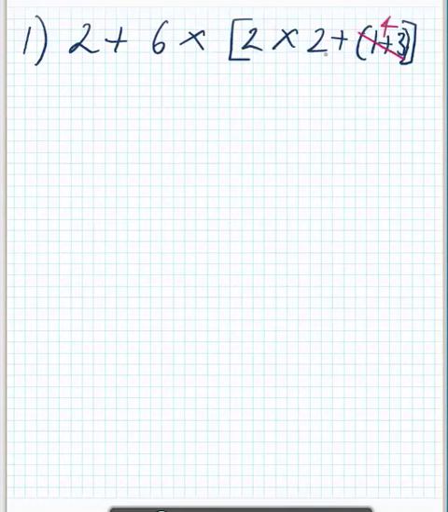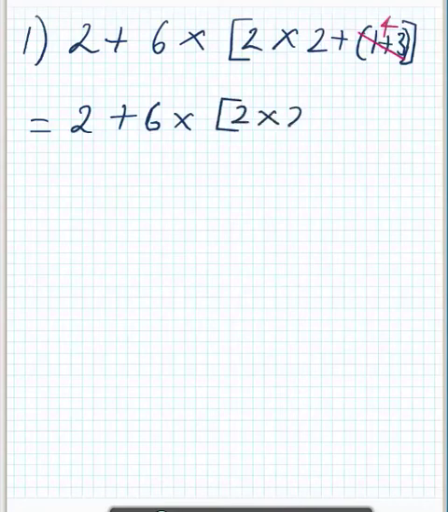So now I've got 2 times 2 plus 4. Now we don't go 2 plus 4 next. Okay, the brackets are now gone. Our next thing is to work from left to right. So just in case it looks confusing, I'll just write it out again. So 2 plus 6 times, and in these brackets we've got 2 times 2 plus 4. So we got rid of one set of brackets, but remember there are still brackets here.